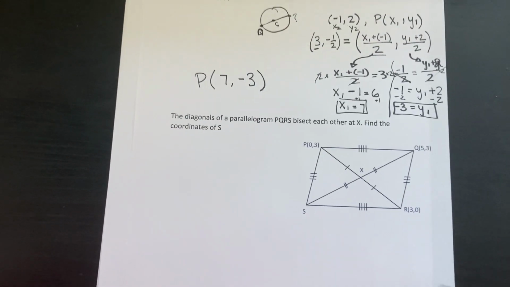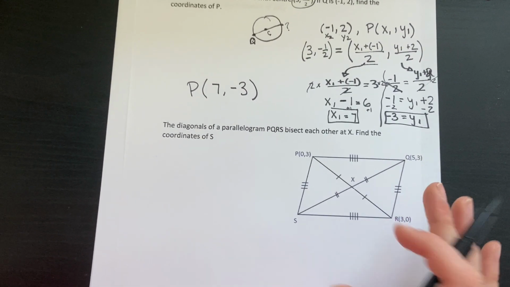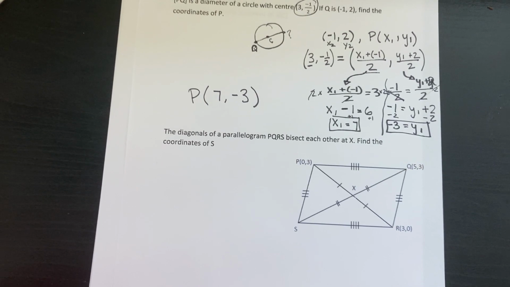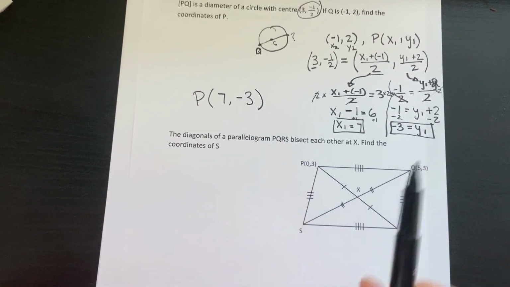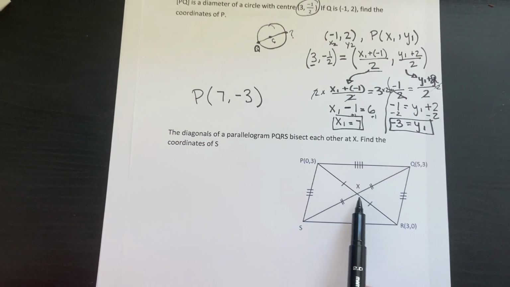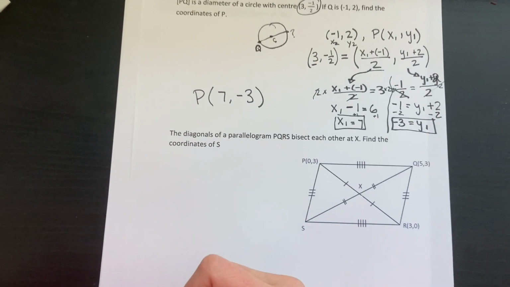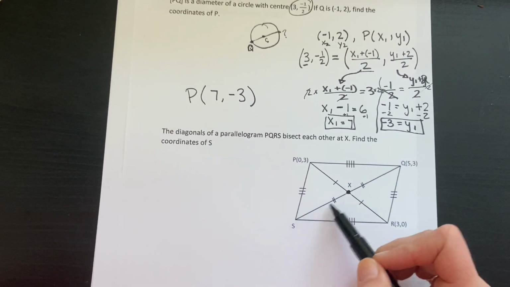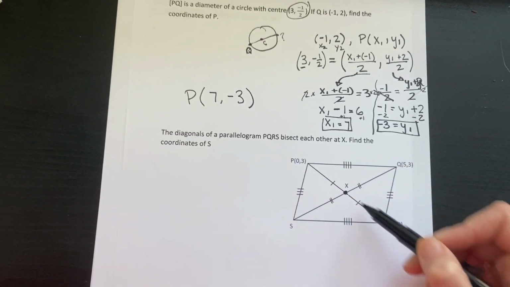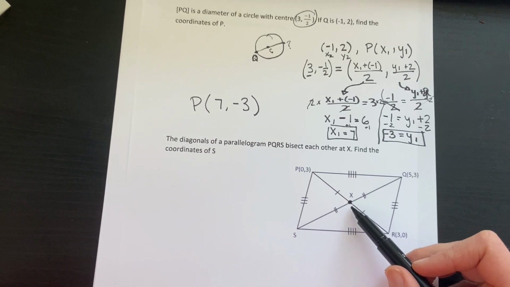All right, now for this one. This one seems more complicated than it really is once you get going with it. So the diagonals of the parallelogram PQRS bisect each other at point X. Find the coordinates of S. Okay, so we kind of have to break down what we know. We know that X is the midpoint of both SQ and PR. So we can find it.